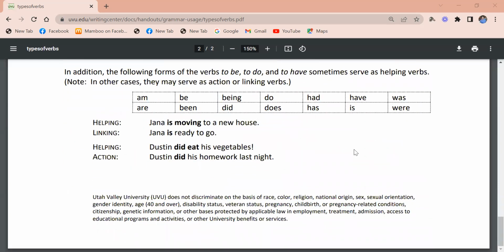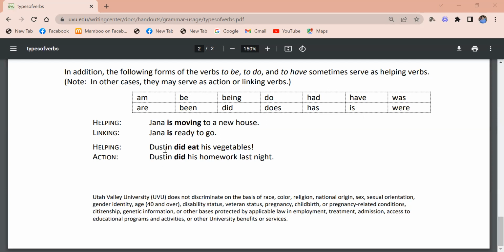Okay. In addition, the following forms of the verbs to be, to do, and to have sometimes serve as helping verbs. In other cases, they may serve as action or linking verb. Am, are, be, been, being, did, do, does, had, has, have, is, was, were. Okay, Jana is moving a new house. Linking verb, Jana is ready to go. Magkaiba yun ha. So helping verb is and moving action word ends with ing progressive form to a new house. Then is linking verb lang siya.